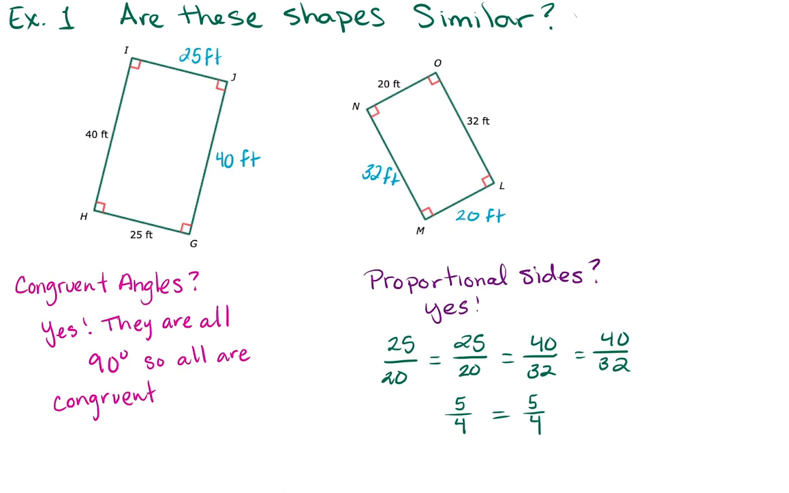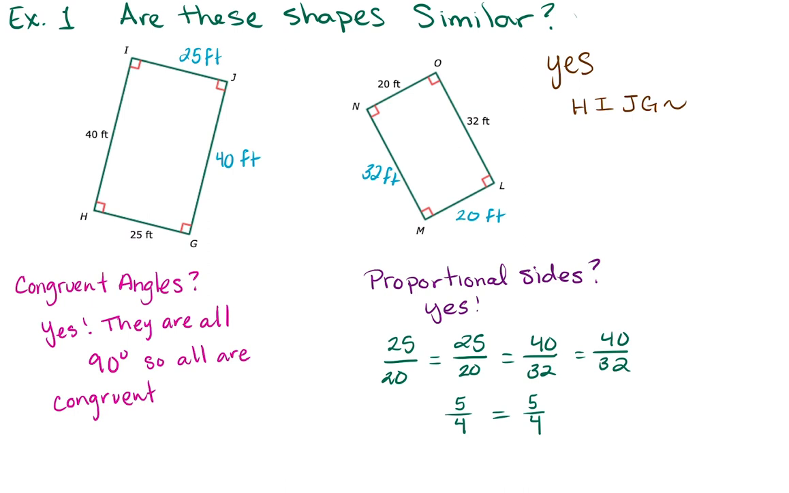Okay, so since we were able to answer yes to the congruent angles question and yes to the proportional sides question, then we can say these are in fact similar. Yes. And we can go a little further and actually write our similarity statement. For the left figure, I'm just going to go H, I, J, G, and then my similarity symbol. If you don't know what that symbol is, go back to the last video.